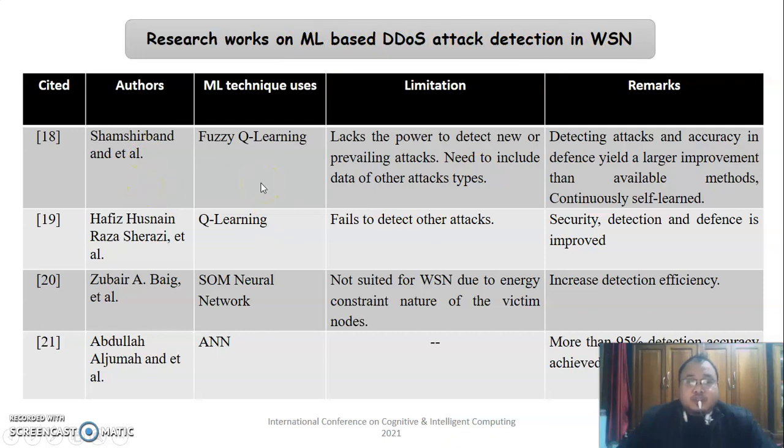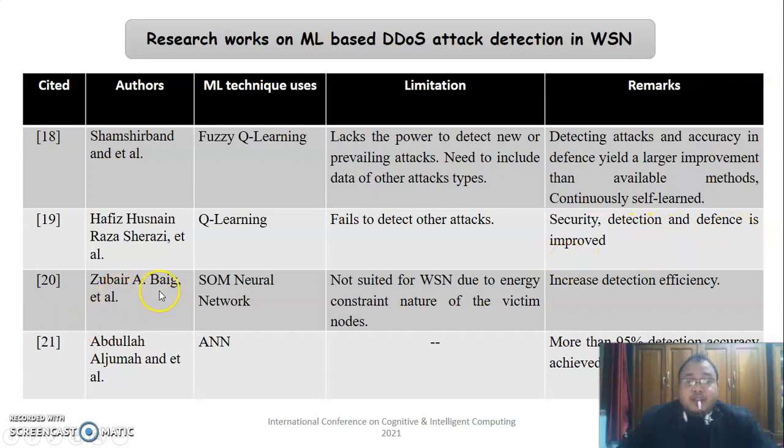Fuzzy Q logic is the machine learning technique that they employ. The limitation of their work is it lacks the power to detect new or prevailing attacks and needs to include data of other attack types. Remark: detecting attacks and accuracy in defense yield a larger improvement than available methods, and it continuously self-learns. The next paper, Hafiz Hussain Raza Seraji et al. Q learning is employed. It fails to detect other techniques. Security detection and defense is improved.